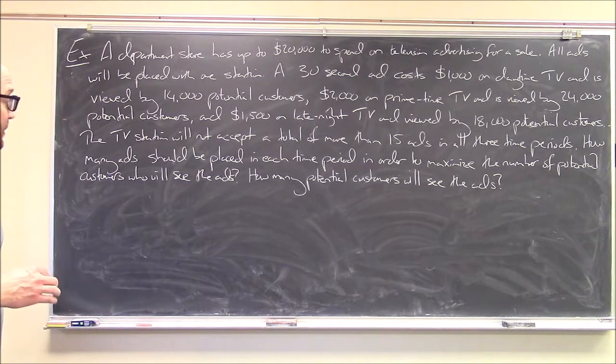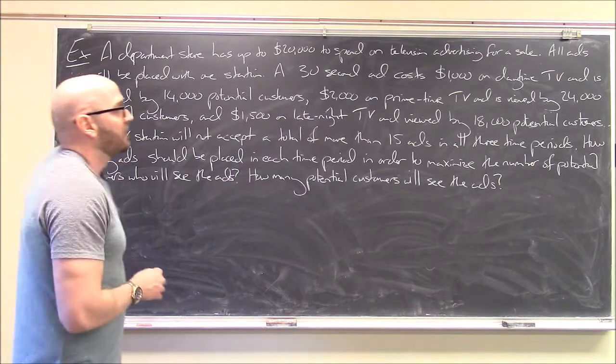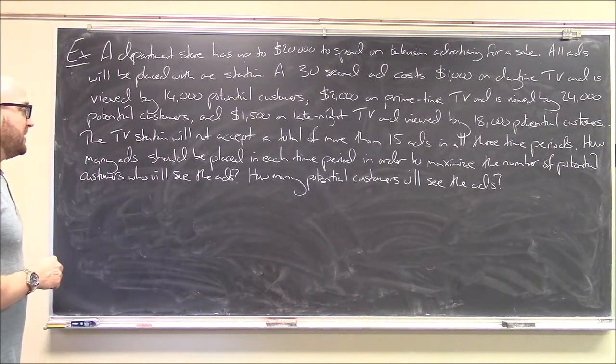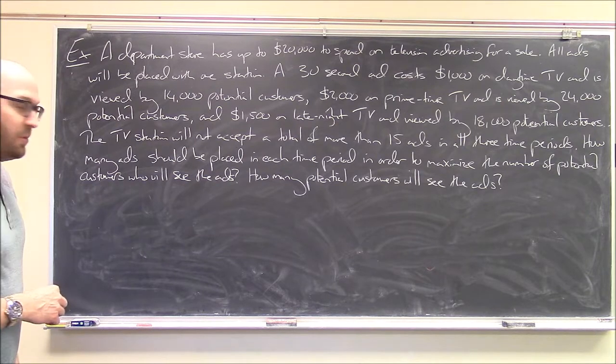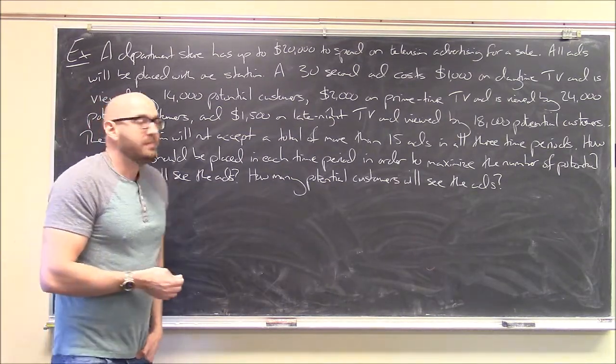There's some constraints here though. The TV station will not accept a total of more than 15 ads in all 3 time periods. How many ads should be placed in each time period in order to maximize the number of potential customers who will see the ads, and in that case, how many potential customers will see the ads?